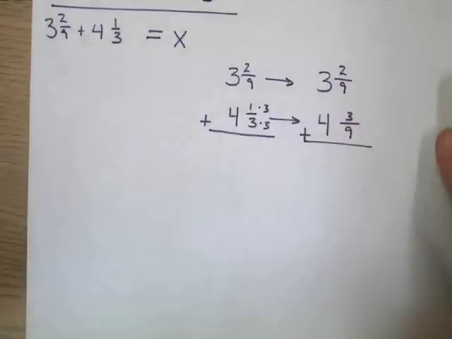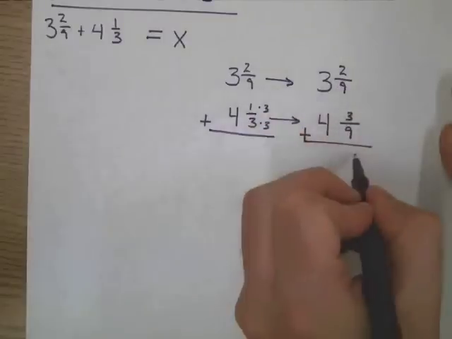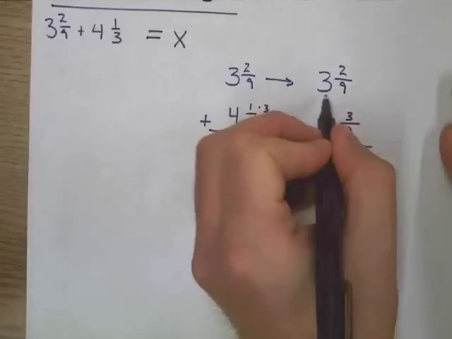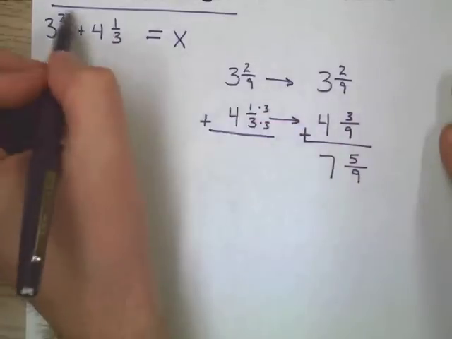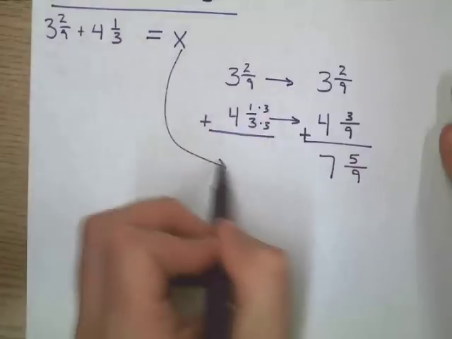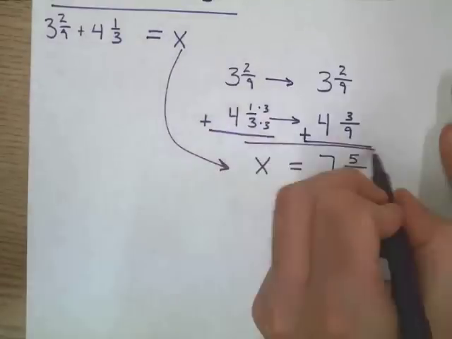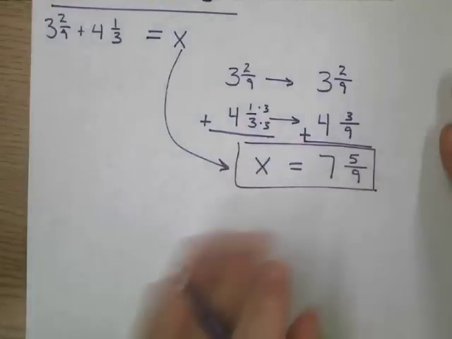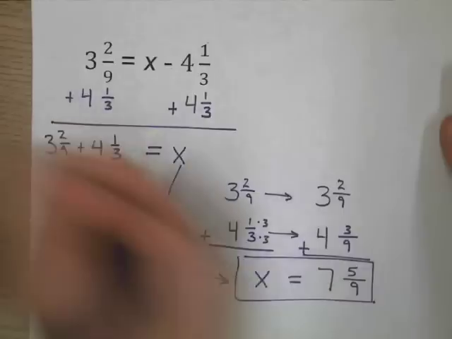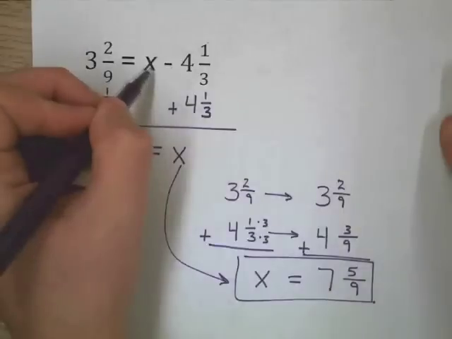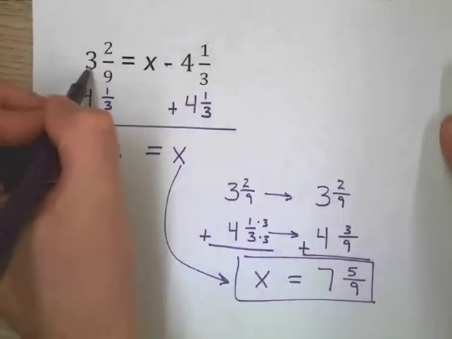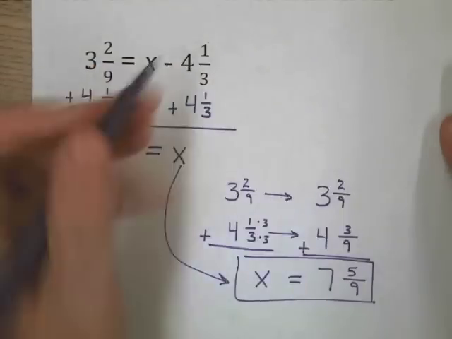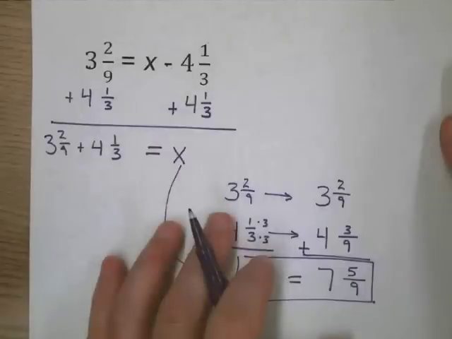And I am adding those two numbers together. So 2/9 and 3/9 is 5/9. And 3 plus 4 is 7. And remember, we were trying to find out what this problem was equal to, which was x. So x is equal to 7 5/9. And again, I could go back and double check. I could take 7 5/9 and put it back in and run through this, 7 5/9 minus 4 1/3, and I should come up with 3 2/9. It's always a good idea to double check. I'm not actually going to show it here though.